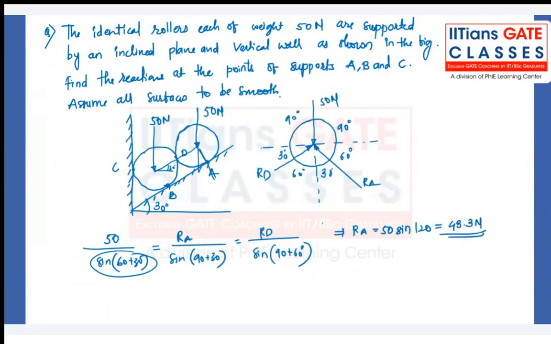So 43.3, Abhishek, yes, RA is correct. Ganesh, RC is not equal to 43, so check your answer.